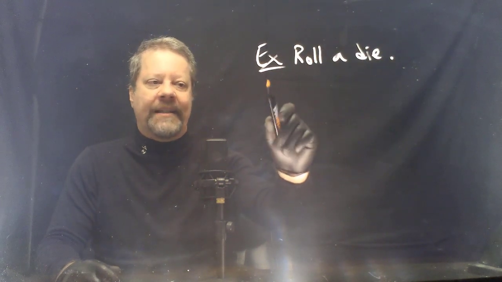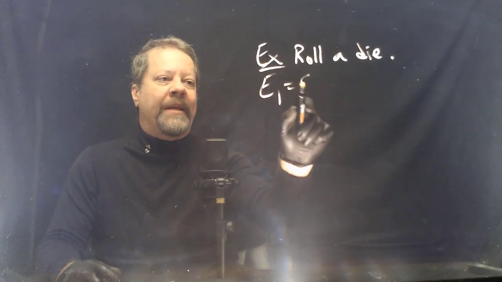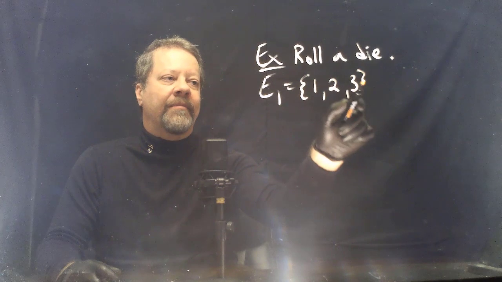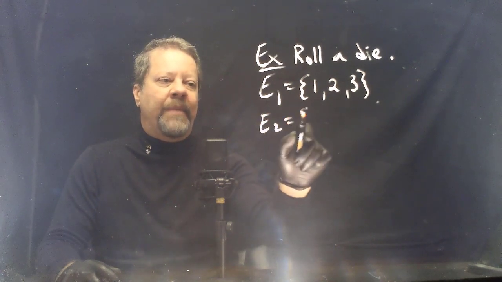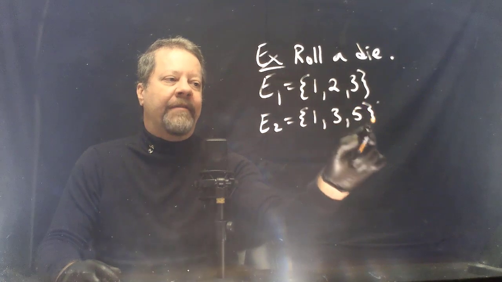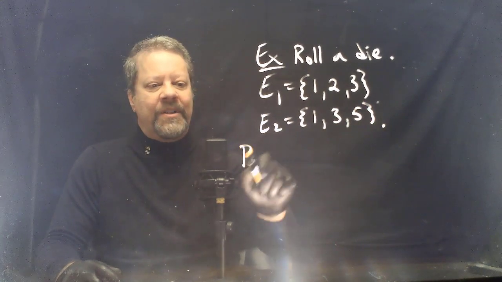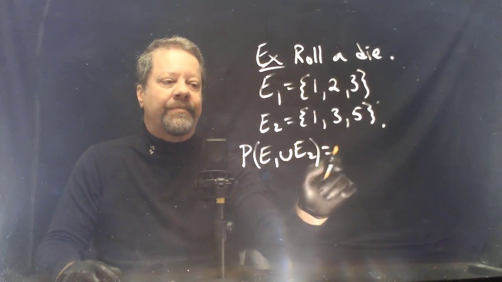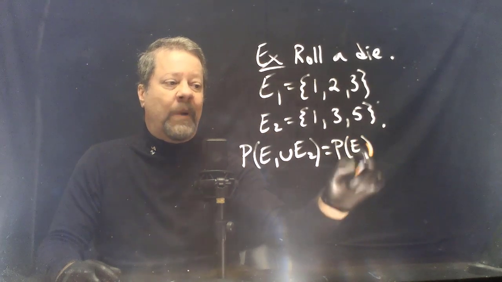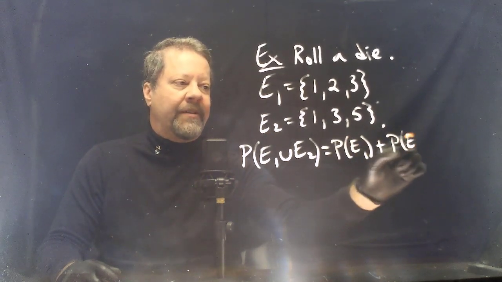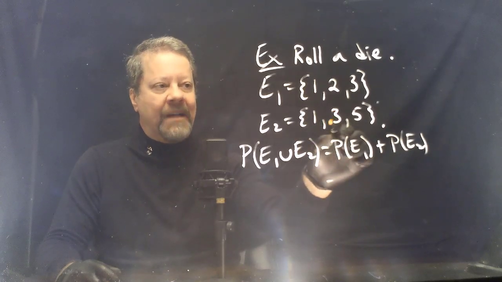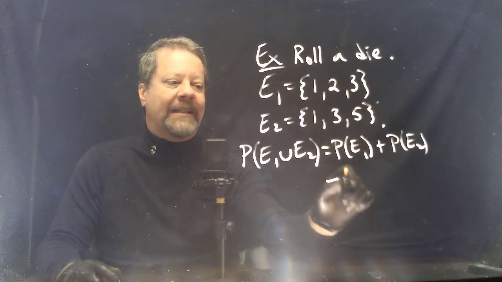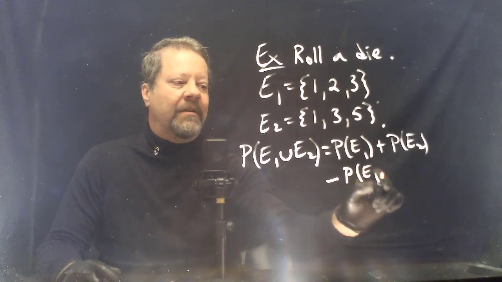In an example, let's suppose that I'm going to roll a die, one single 6-sided die. Event 1 will be that I roll a 1, 2, or a 3. Event 2 will be that I roll a 1, 3, or a 5, an odd number. What's the probability of either event 1 or event 2? Well, it'll be the probability of event 1 plus the probability of event 2, but that double counts the 1 and the 3, so we have to subtract out the probability of the intersection.